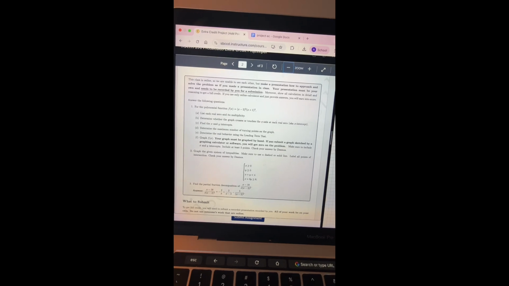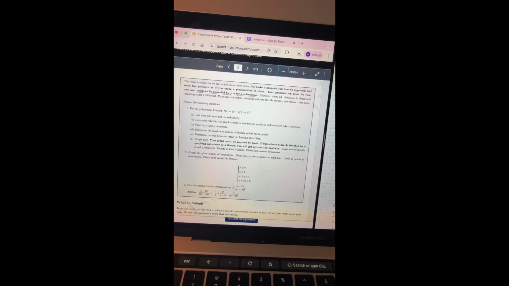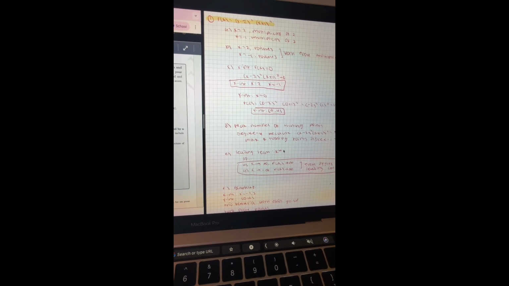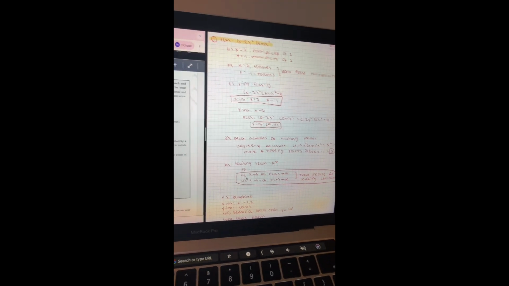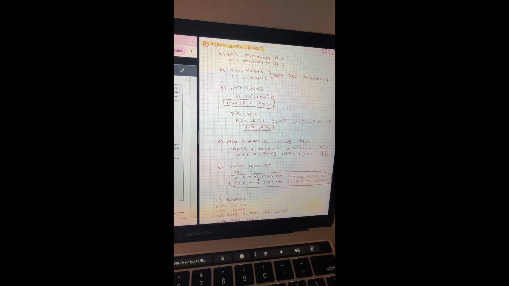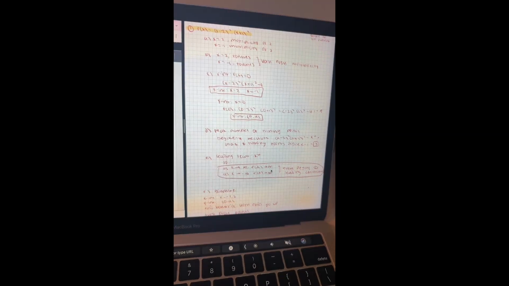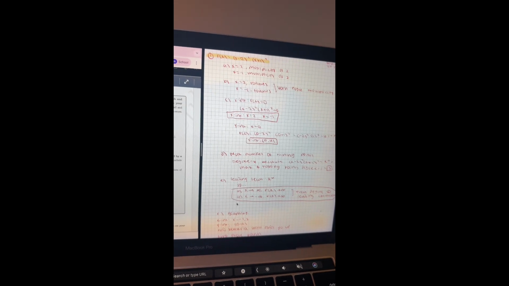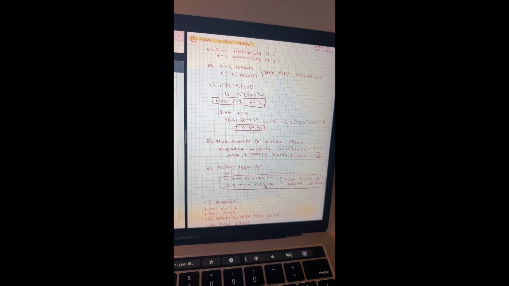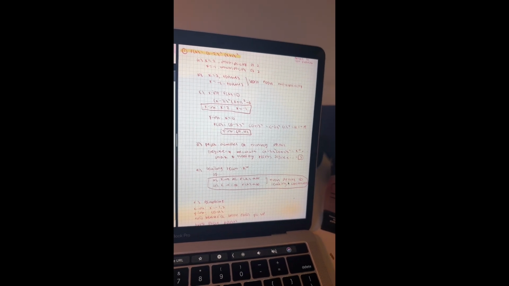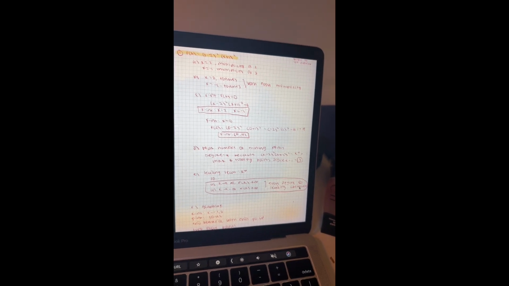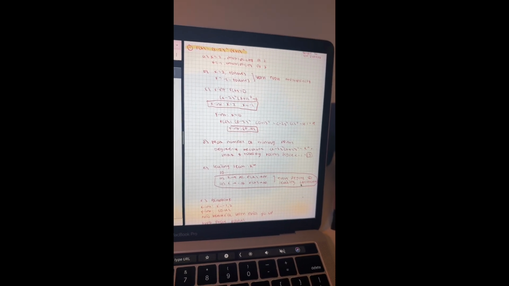And then for E, it says determine the end behavior using the leading term test. So our leading term is x to the 4th, and so as x goes to infinity, f of x goes to infinity, and as x goes to negative infinity, f of x goes to infinity. And since it is an even degree, it's going to be a positive leading coefficient.